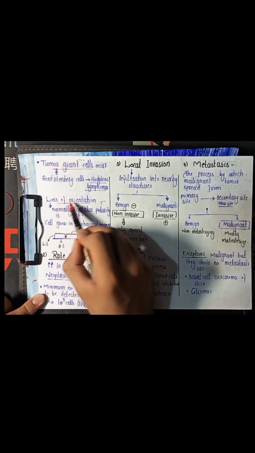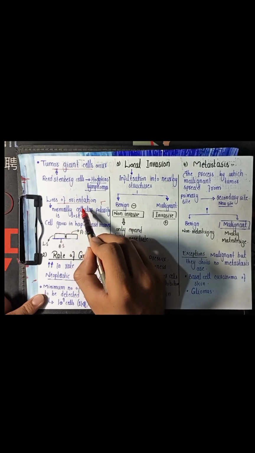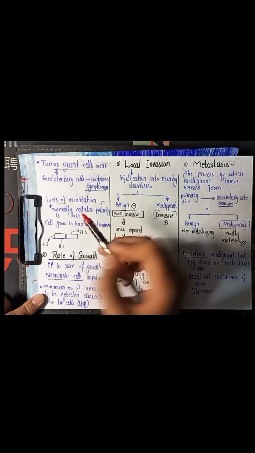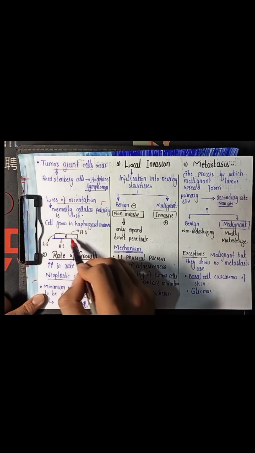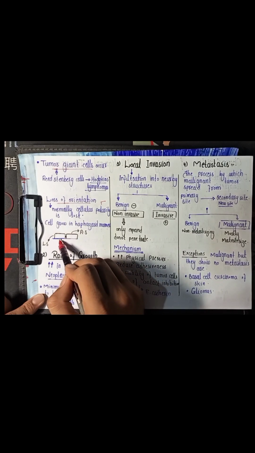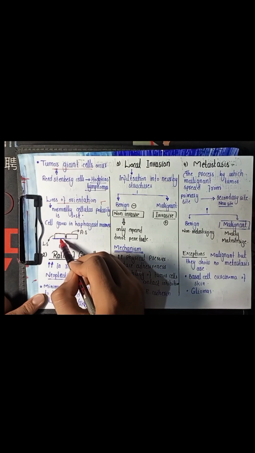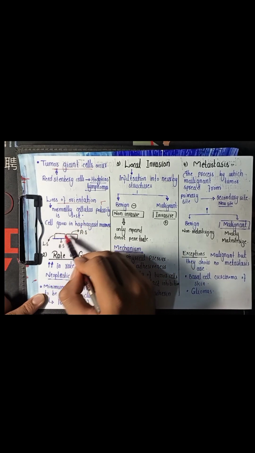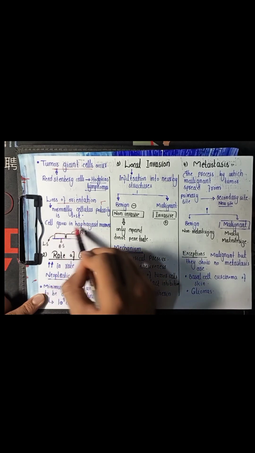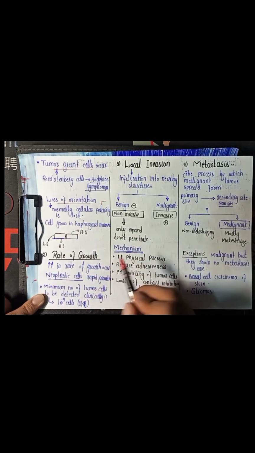Similarly, in anaplasia, there is loss of orientation, and the cellular polarity is lost. Normally, cells consist of the basement membrane, the basal surface, this is the apical surface, and the lateral surface. But in anaplasia, this cellular polarity is lost, and the cells grow in a haphazard or irregular manner.